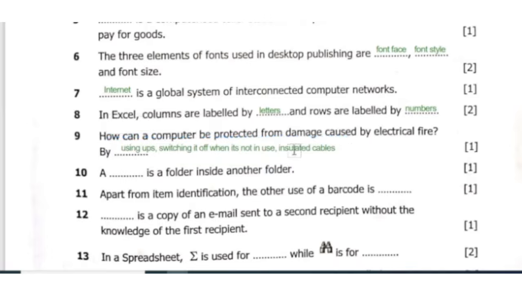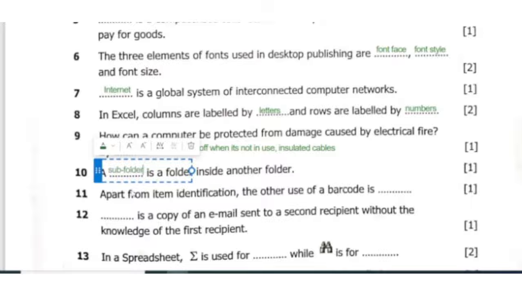Okay, we go to question number 10. A dash is a folder inside another folder. A folder that is inside another folder is called a sub folder.